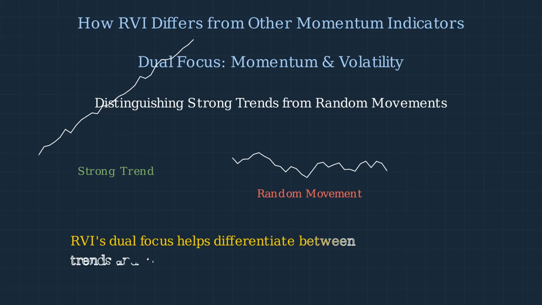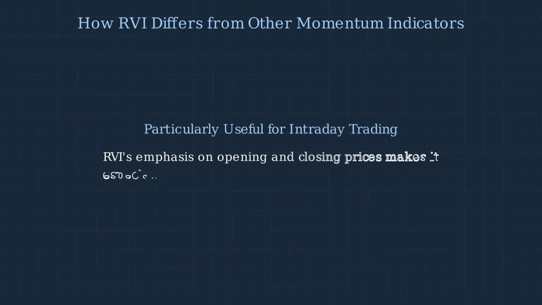This dual focus helps traders distinguish between strong trends and random price movements, offering a more complete picture of market dynamics. This makes the RVI particularly useful for measuring intraday momentum, where the opening and closing relationship provides valuable insights for short-term trading decisions.